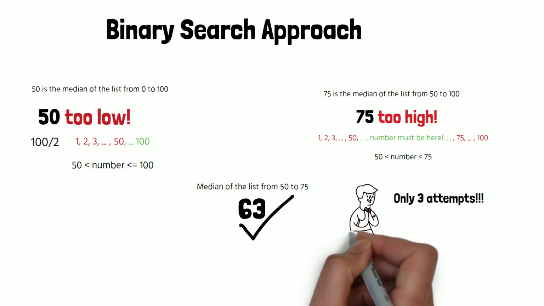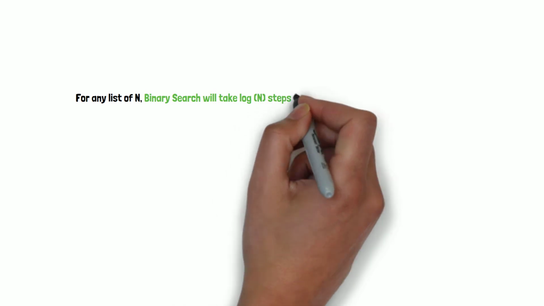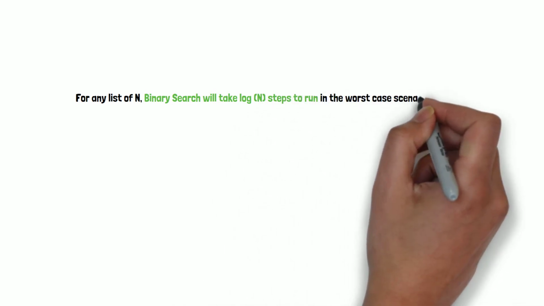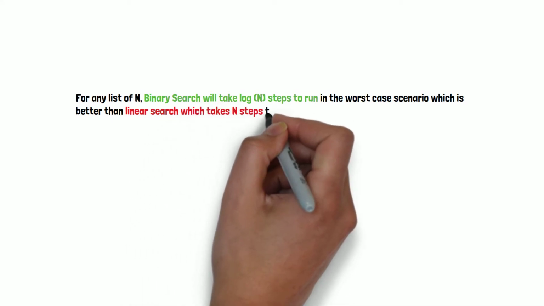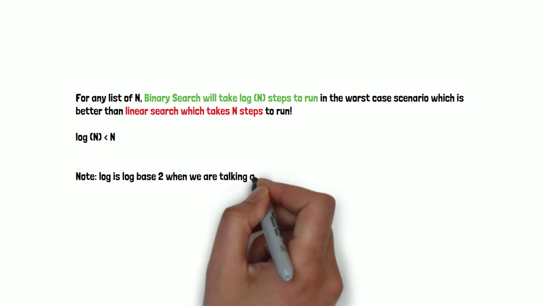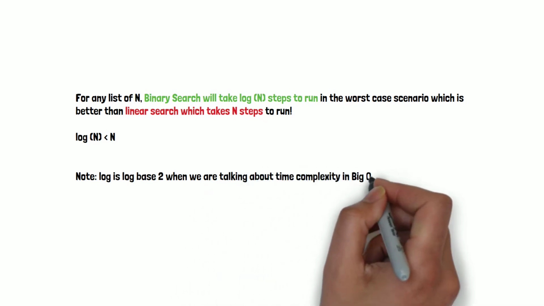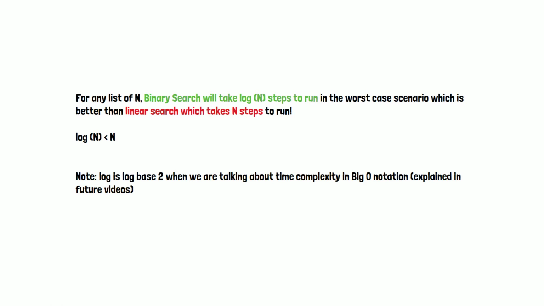In general, for any list of n, binary search will take log base 2 of n steps to run in the worst case scenario, whereas linear search will take n steps. As you can see, binary search is generally faster and more efficient than linear search. You will learn more about time complexity and big O notation in my future videos. But for now, just keep in mind that binary search is more efficient in most cases than linear search.